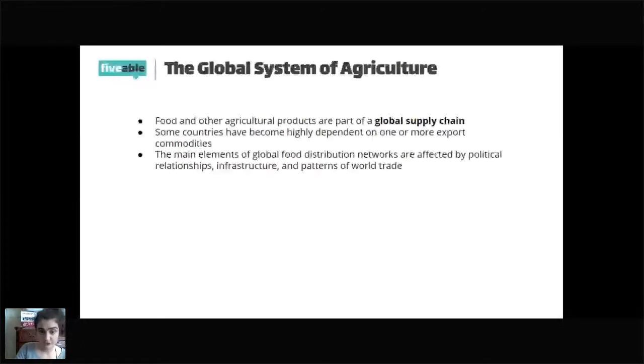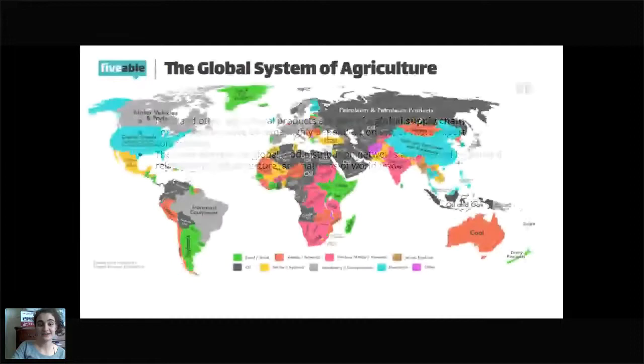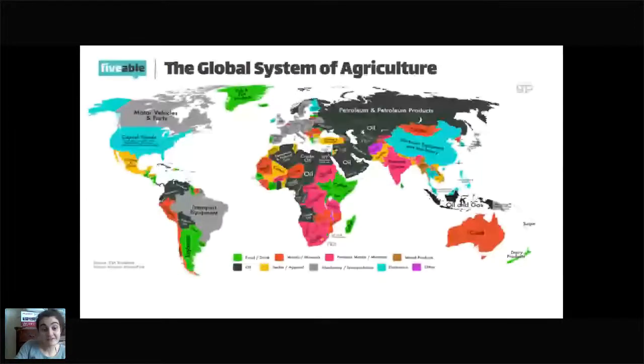The main elements of global food distribution networks are affected by political relations, infrastructure, and patterns of trade worldwide. This is very true. A very recent example of this is our current issue with China, right? Our stock market goes up and down depending on the political dispute, whether it's being resolved or not. So it's very interesting to find out how it affects this global system overall, right?